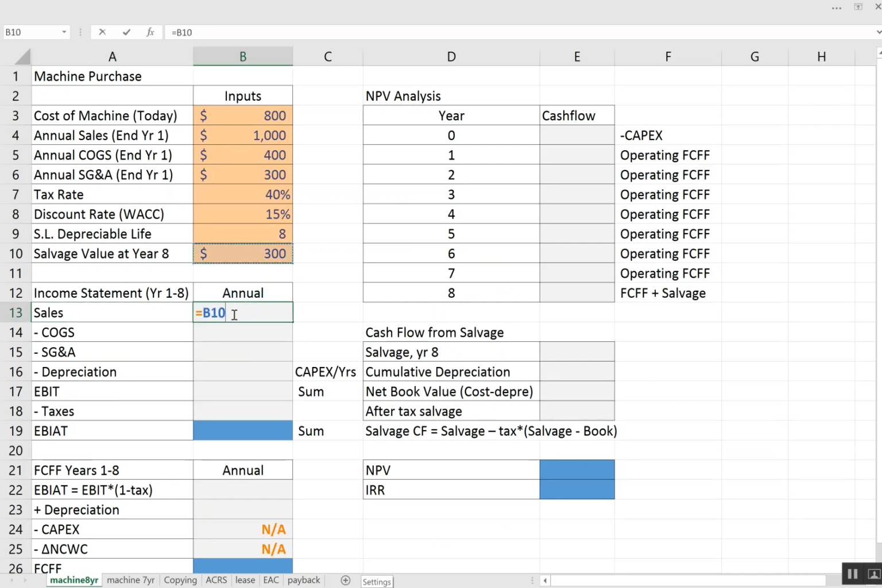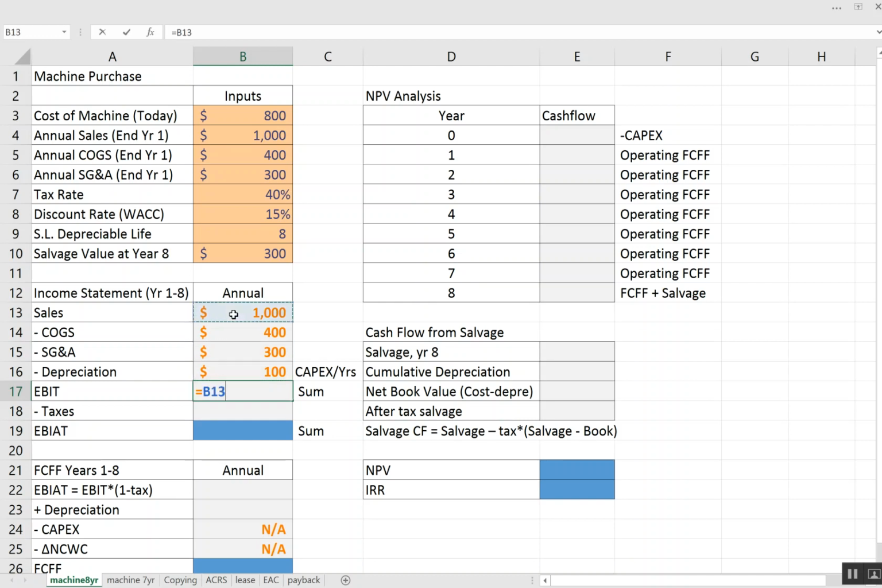So sales are... I'll just leave all the numbers positive instead of making negative signs like I sometimes do. Whoops, I'm sorry. Sales are 1,000. My cost of goods sold are 400. My SG&A, selling, general, and administrative expenses, are 300. And depreciation expense, we'll assume the machine costs $800, and we'll depreciate that machine over 8 years. So I have a depreciation expense of 100.